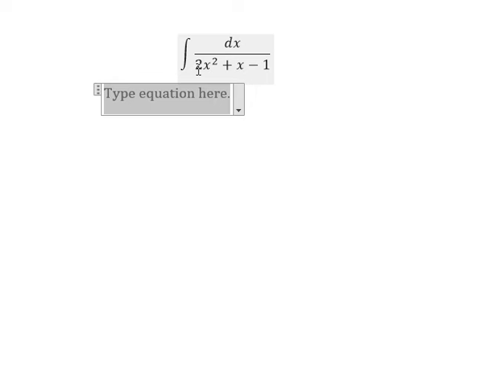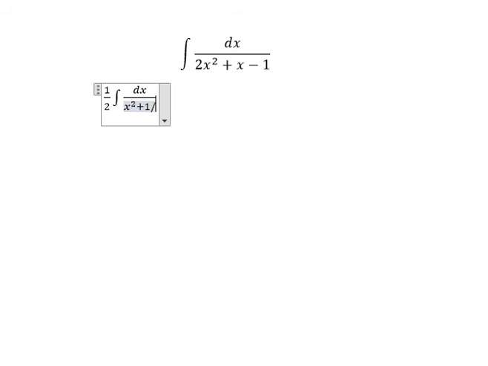We need to change 2x squared plus x minus 1 by dividing by 2, so we put the number 2 outside and you will get 1 over 2 times the integral of dx over x squared plus 1 over 2 x minus 1 over 2.